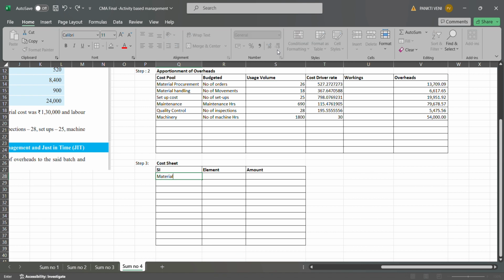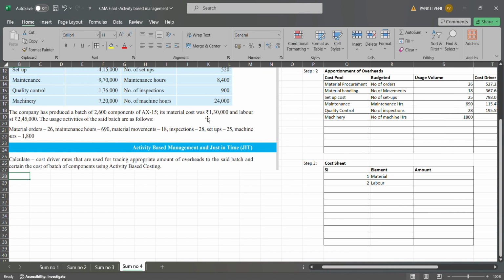So again, material cost, labor cost. Okay, material cost and labor cost. So this is serial number 1, serial number 2, material, labor. Okay, so material they have given to me in the question. If you see here, the very first line 1,30,000 and 2,45,000. So 1,30,000 I had mentioned in my last question also. Material cost and labor cost they'll give you directly.